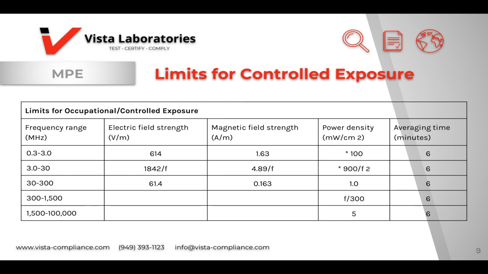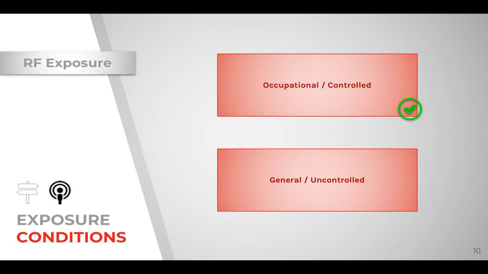This is also based on minimum test separation distance. So we need to consider the worst case test separation distance, which is the distance from the radiating structure of the device to the human body. And again, these limits apply to both fixed and mobile exposure conditions. Okay, so that was for occupational and controlled exposure. Now we'll take a look at the limits and requirements for uncontrolled exposure.